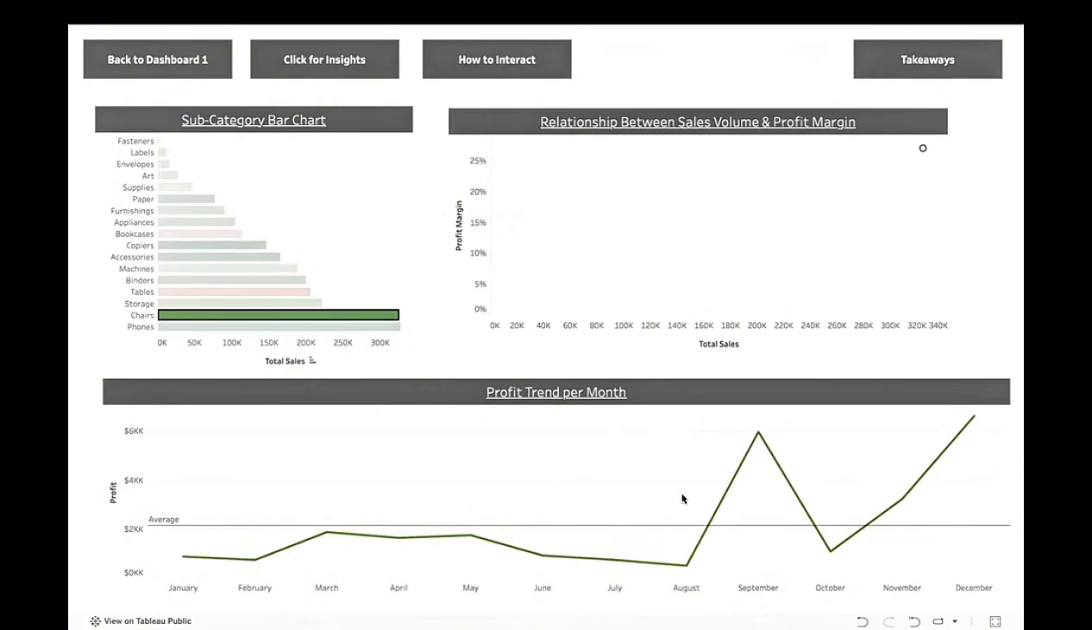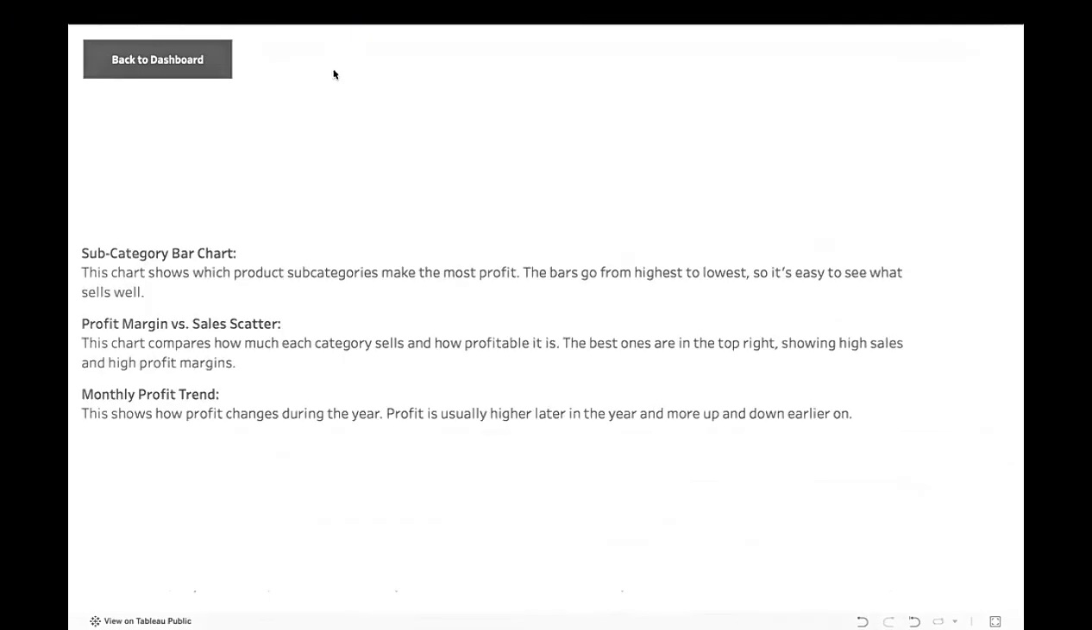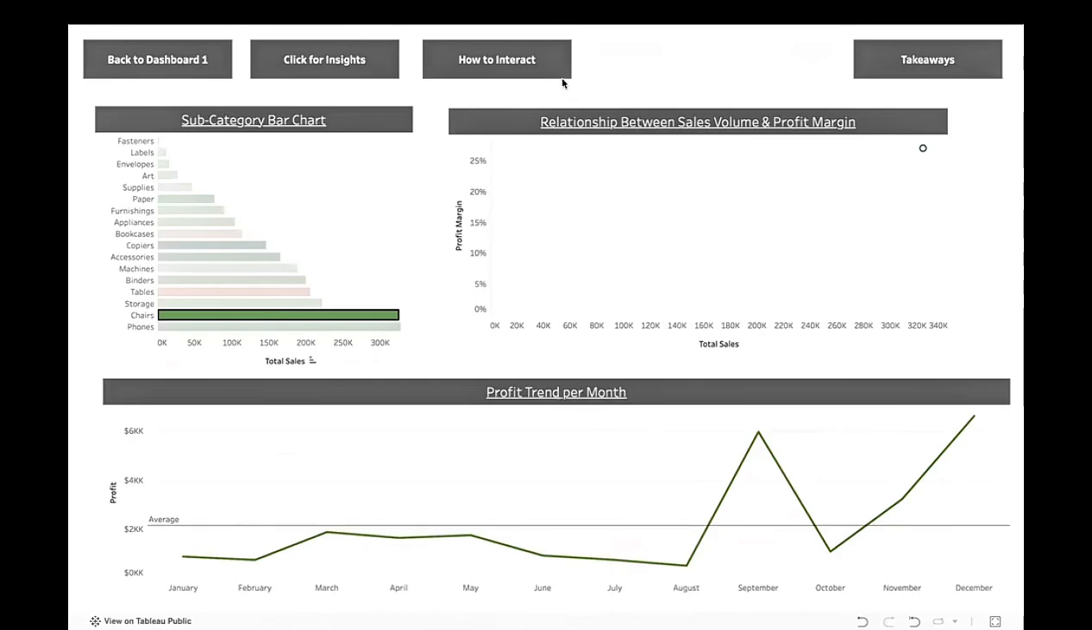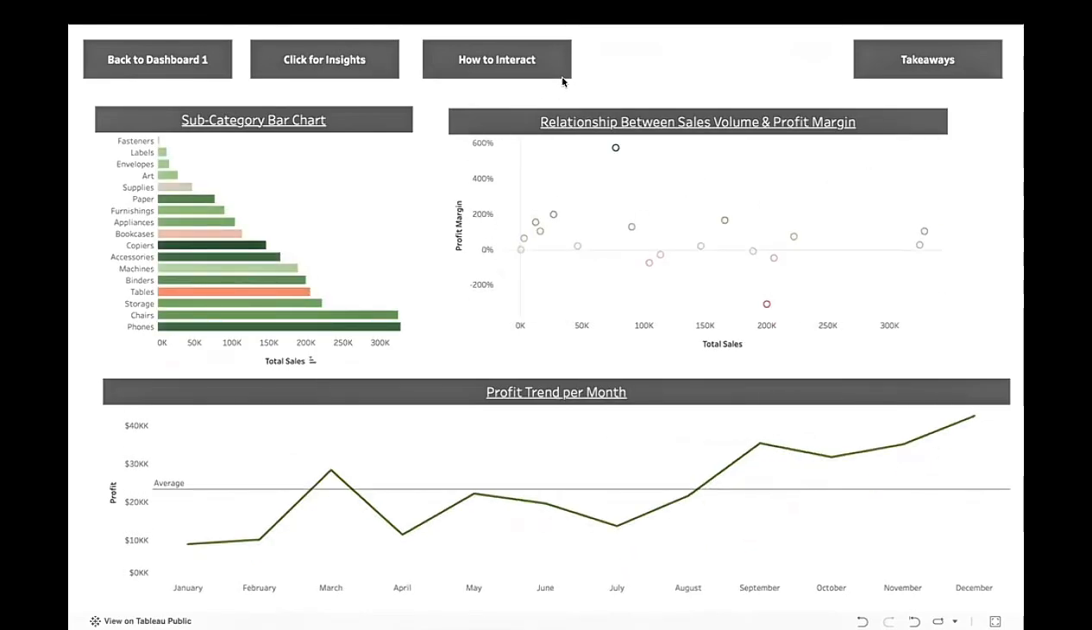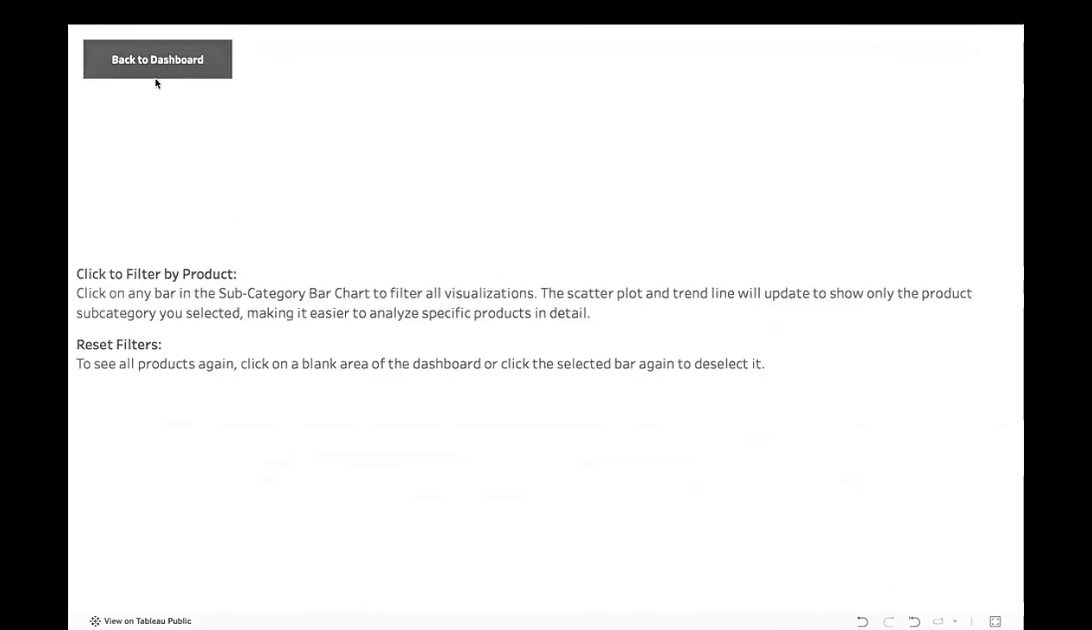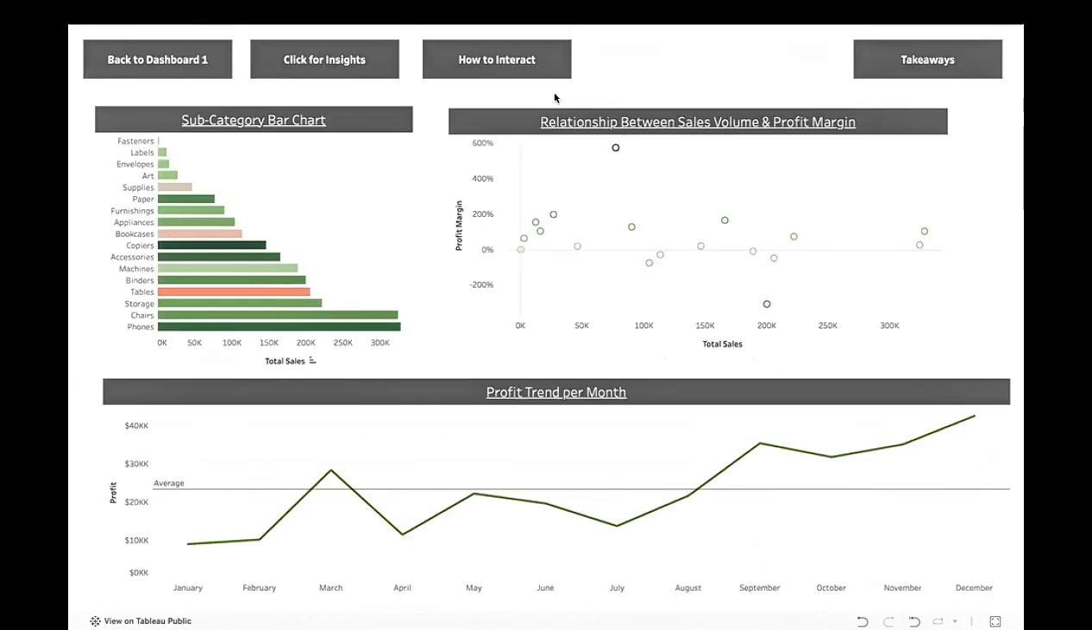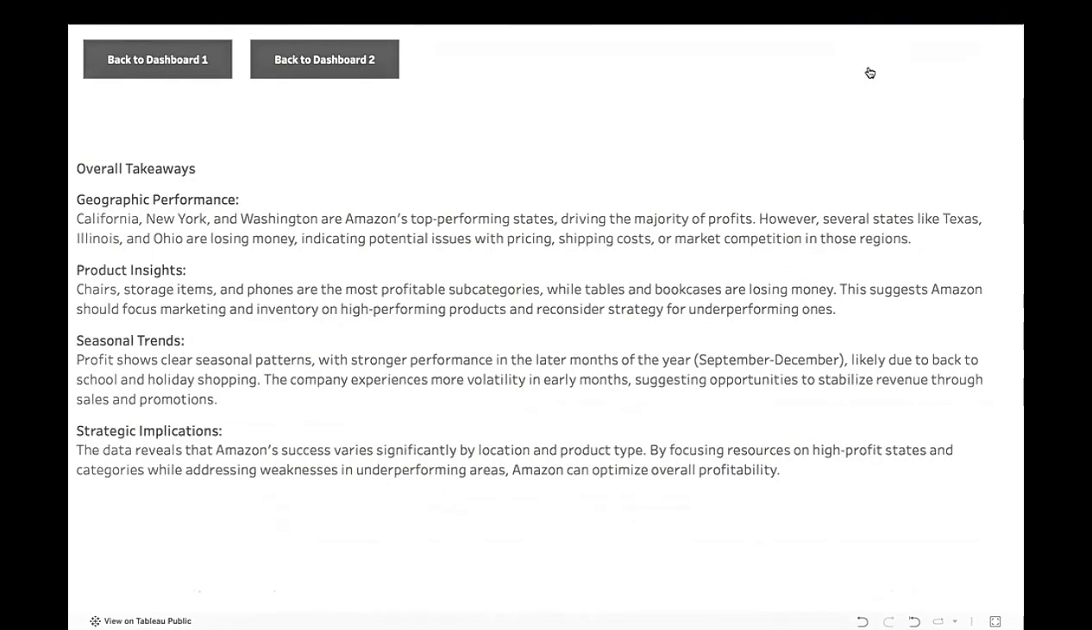And you can hover over each metric to see key information. And then if you wanted insights, you can do the same for this dashboard as the last. You can click for insights and then learn more about how to interact by pressing that. And then if you wanted to learn about some key takeaways from our Tableau, you could press the takeaways button in the top right corner, and that would take you to this, giving you some overall key takeaways.